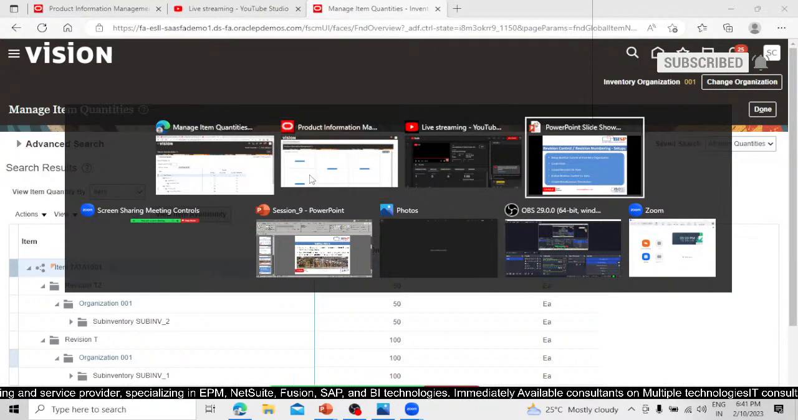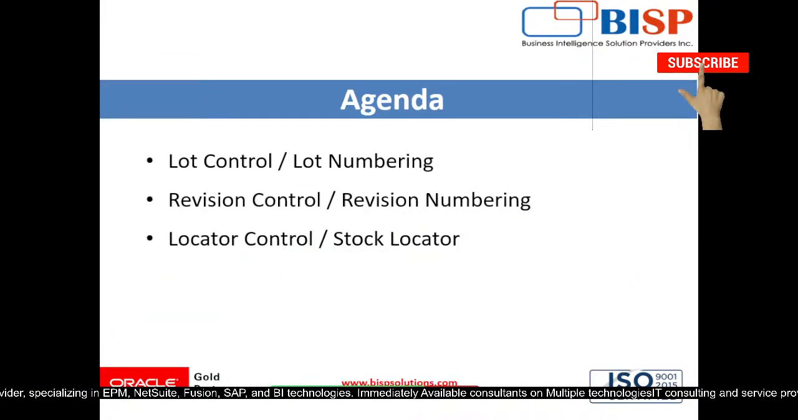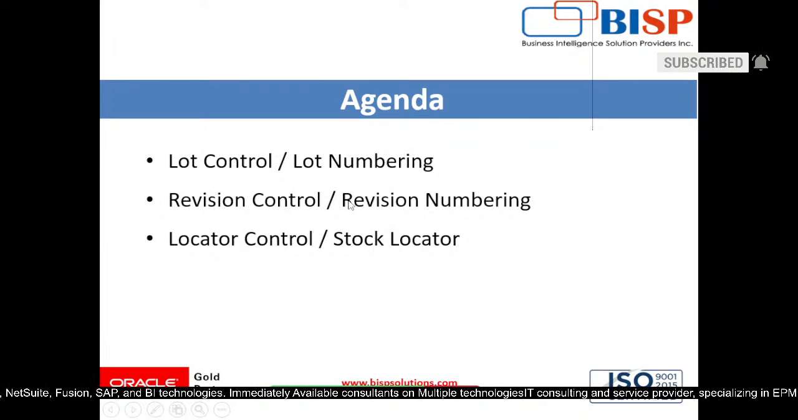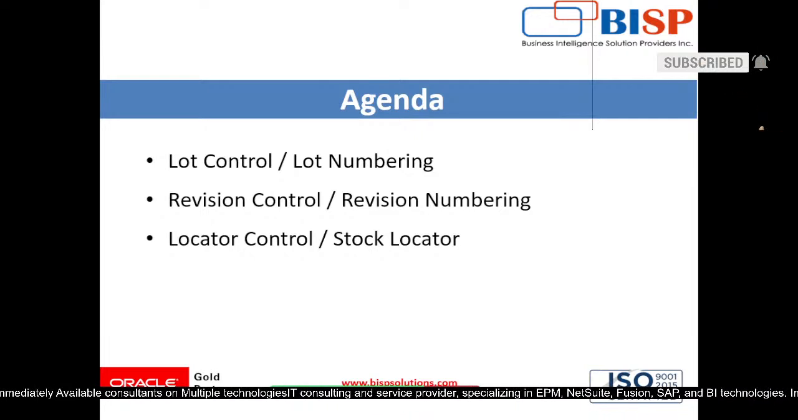Right, so in today's session we have covered this, and in our previous session we covered the serial number, right? So under the controlling, the last one is locator control, and you can say the stock control. We will cover that in our next session, right? So this is all about today's session.